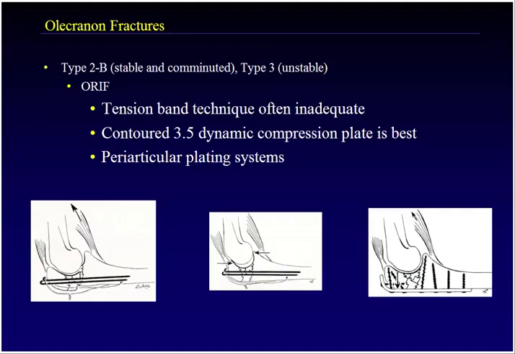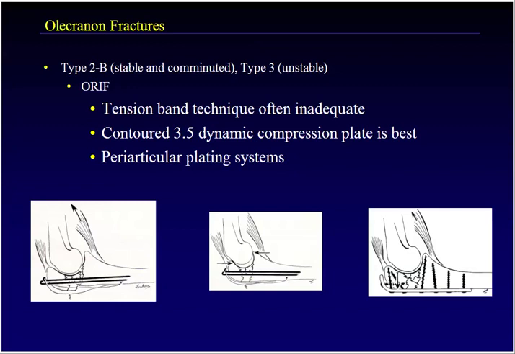Type 2Bs are the ones where you have significant comminution, and you may also have fracture extension distal to the coronoid process. If you have either one of those factors, significant comminution of the proximal ulna or fracture extension distal to the coronoid process, those fractures are very unstable and will not do well with conventional tension band techniques.